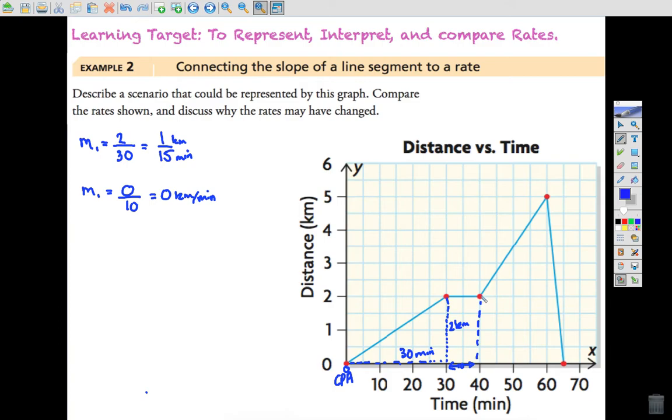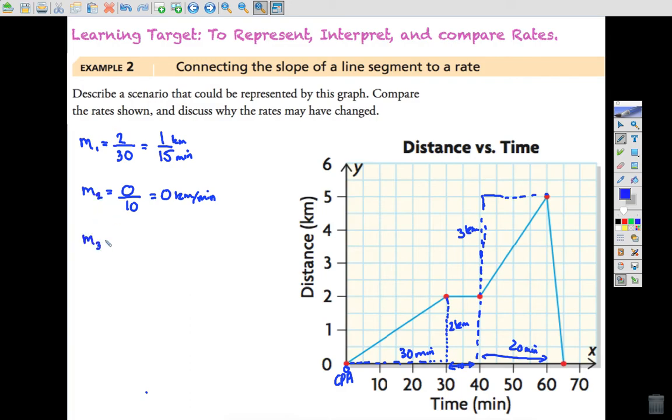After that 10-minute break, he must have felt really good, because you'll notice that looking at the rise here, he's gone from 2 all the way up to 5. So that's a rise of 3 kilometers. And it looks like a run of exactly 20 minutes here. So there's a gap you can see from 40 up to 60 would be a 20-minute run. So this would have been slope on segment 2.